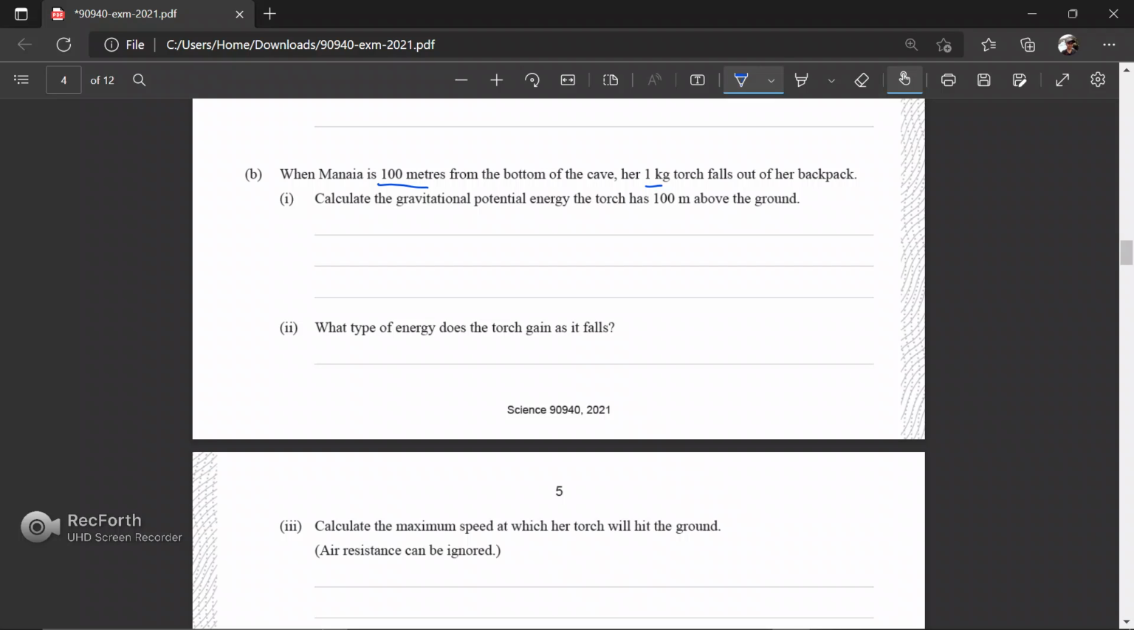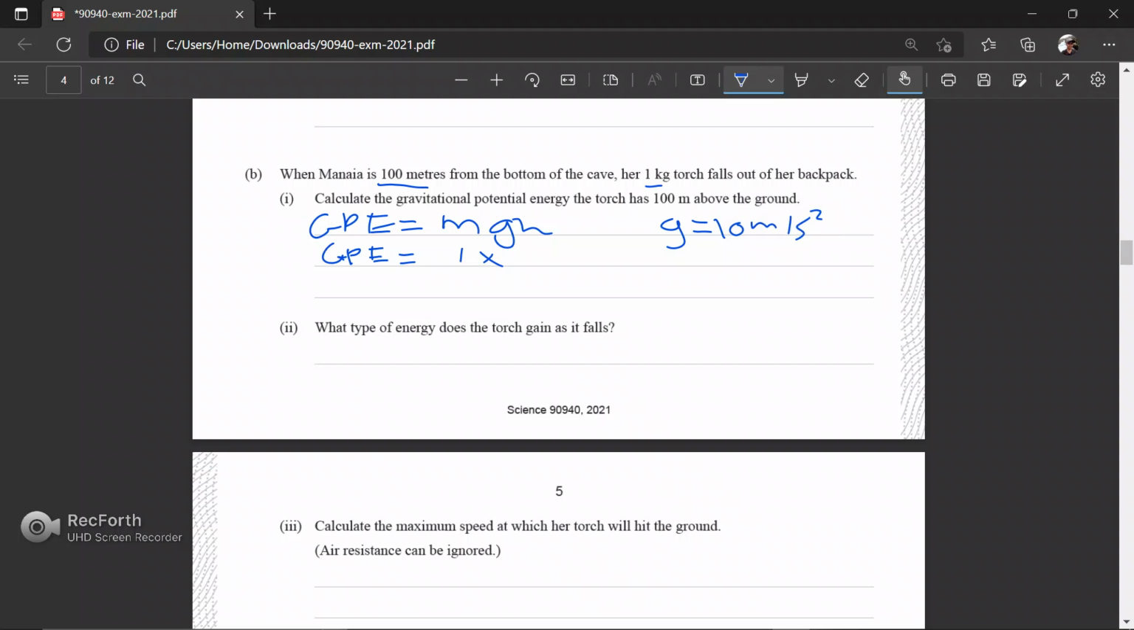Now, in order to answer this, we need to know the formula for gravitational energy, which is actually provided at the top very nicely. So we know that GPE equals the mass times the gravity times the height. Substituting in, GPE equals mass, which is 1, times G. Now, G is called the acceleration due to gravity, and it has a value of 10 meters per second squared.